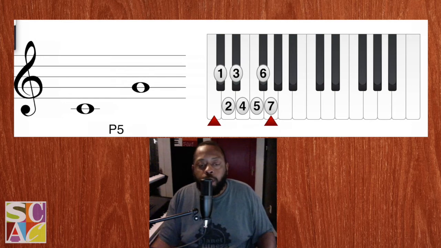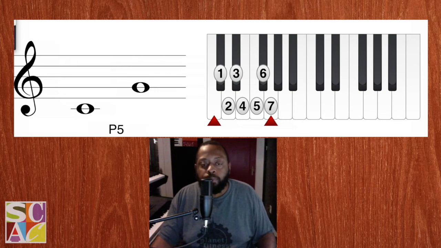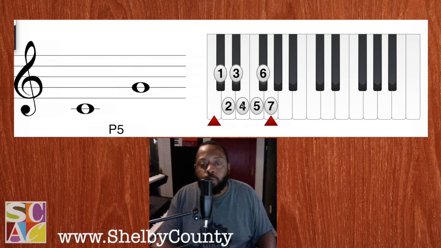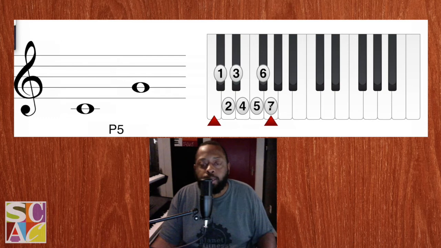The next interval is a perfect fifth, and it consists of 7 half steps. Let's go to the keyboard. From C to C sharp is 1, from C sharp to D is 2, from D to D sharp is 3, from D sharp to E is 4, from E to F is 5, from F to F sharp is 6, and from F sharp to G is 7. Thus, from C to G is considered a perfect fifth.